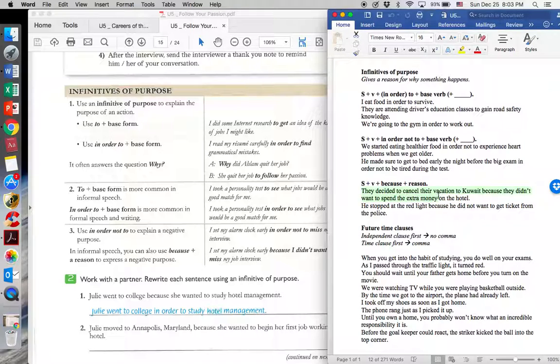For example, they decided to cancel their vacation to Kuwait because they didn't want to spend the extra money on the hotel. We do not end the sentence there and then start another sentence with because. This second sentence would be incomplete.